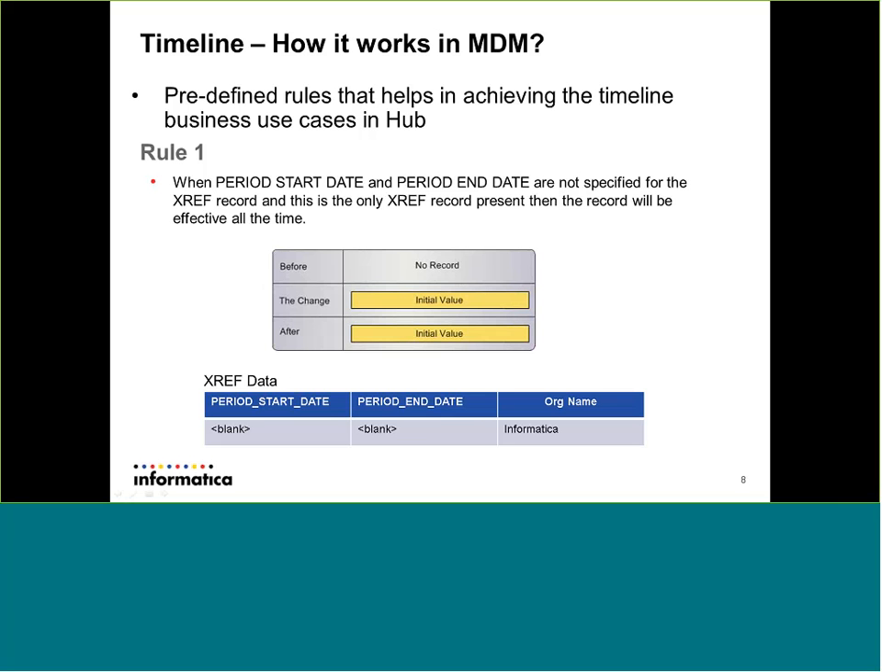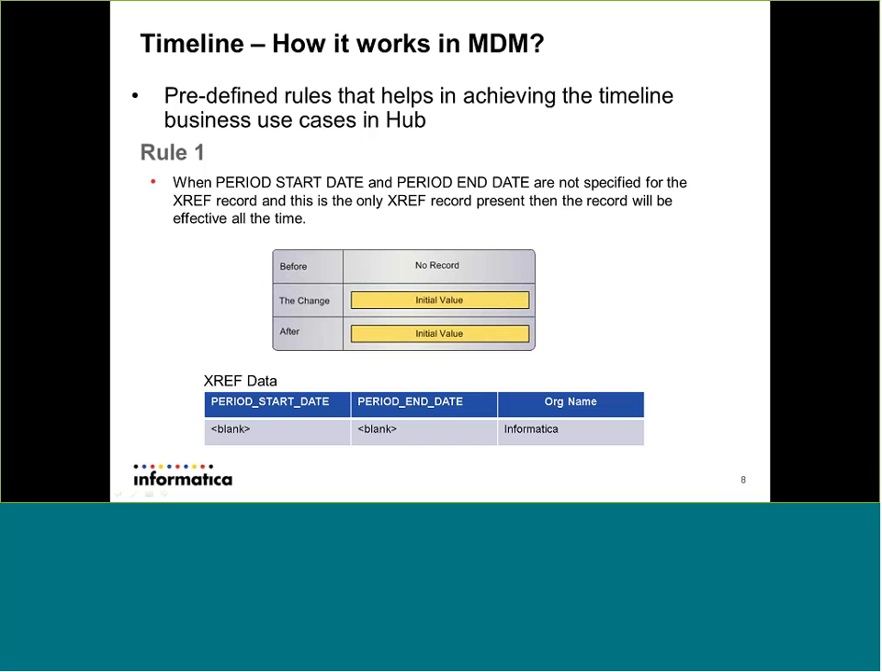So I will give you a quick overview on the different rules that are applied when you enable the timeline functionality in MDM. So starting with rule 1, when you load the data, if the period start date and end date, from this slide I will be a bit technical because I need to closely link the MDM with the real-time business. Period start date and end date are the two new columns which are introduced in 9.5 and later releases. Prior to 9.5 we don't see these columns.